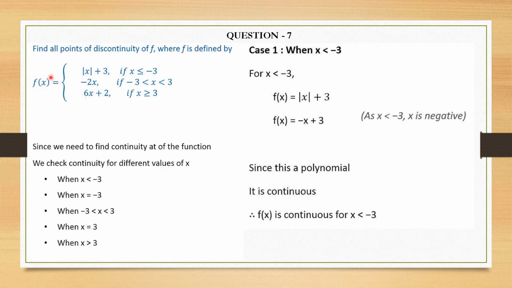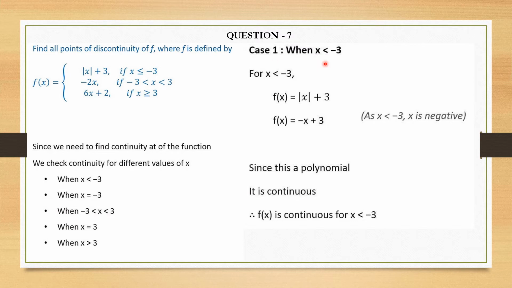Question number 7. Find all points of discontinuity of f where f is defined by mod x plus 3 for x less than or equal to minus 3, minus 2x for x lying between minus 3 and 3, and 6x plus 2 for x greater than or equal to 3. Now where do I have to check the continuity? For x less than minus 3, at minus 3, between minus 3 and 3, at x equal to 3, and for x greater than 3.